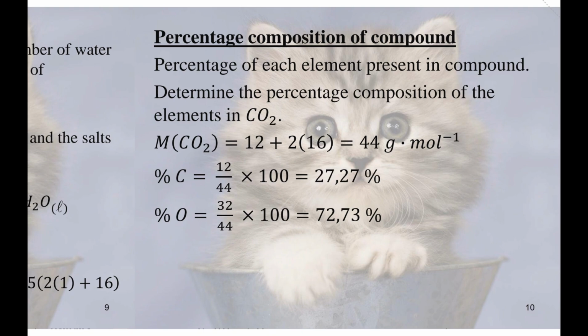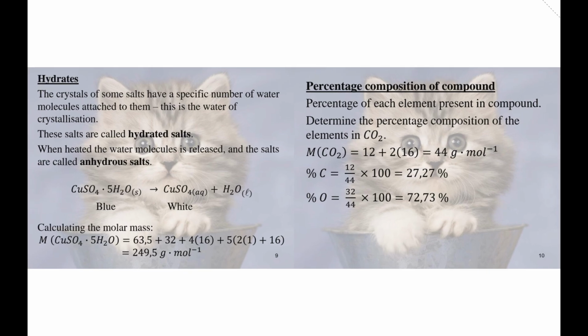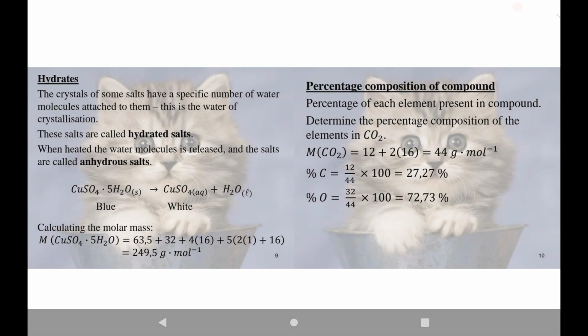And now you calculate the percentage of carbon alone and the percentage of oxygen alone. Carbon is 12 divided by 44, which is the molar mass of the whole carbon dioxide. Then for percentage composition, of course, we need to convert it to 100, so we multiply by 100. Then you will have 27.27 percent of carbon and 72.73 percent of oxygen. Simple percentage composition. We can't talk too much about it because it's straightforward, nothing complicated in it.